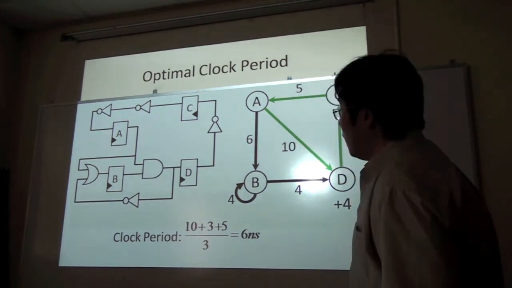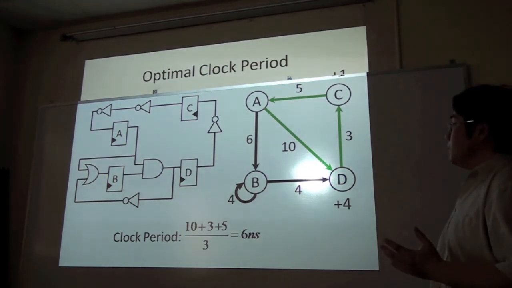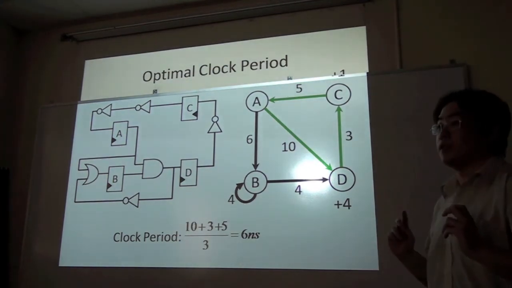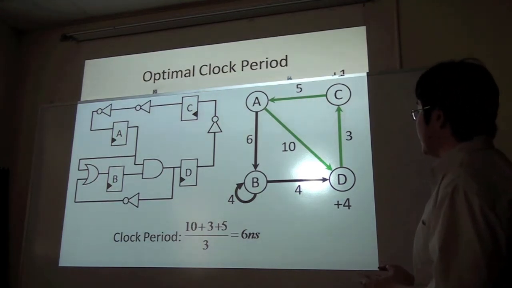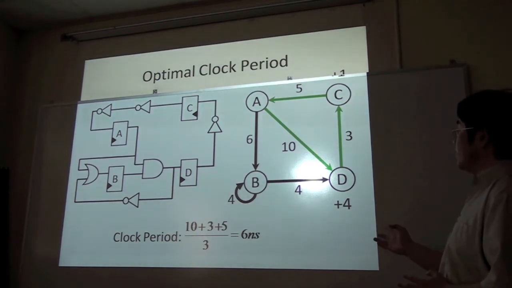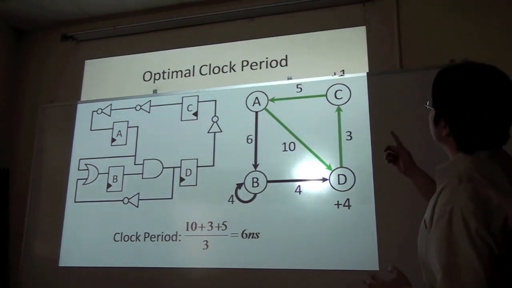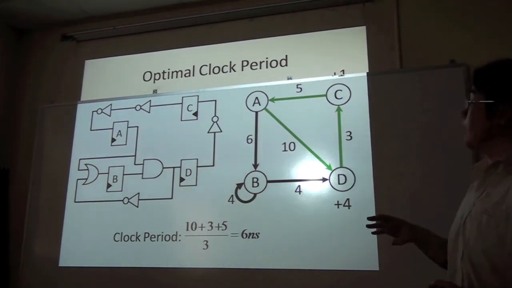The maximum mean cycle algorithm also gives us the different time borrowing amounts necessary to implement the given clock period. In this case, we see that we need to borrow 4 time units for D, and it's a bit hard to see, but we also need to borrow 1 time unit for C for every signal to arrive on time.